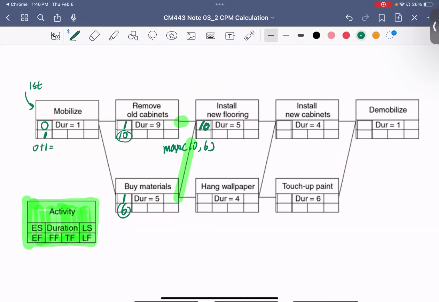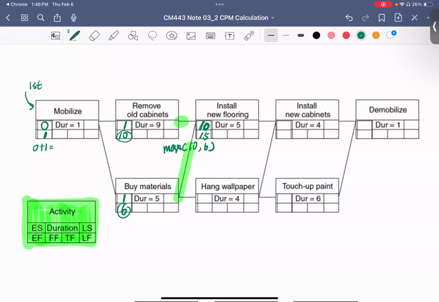And since we know this is 10, Tariq, can you tell me what number is for the early finish time for the install the new flooring? Since that one is 10, then wouldn't it be 6? And what's the number for the EF here? Oh, it would be 15 since it takes 5 days, right? Duration 5 days. Yes, you're right. So this is 15. So good.